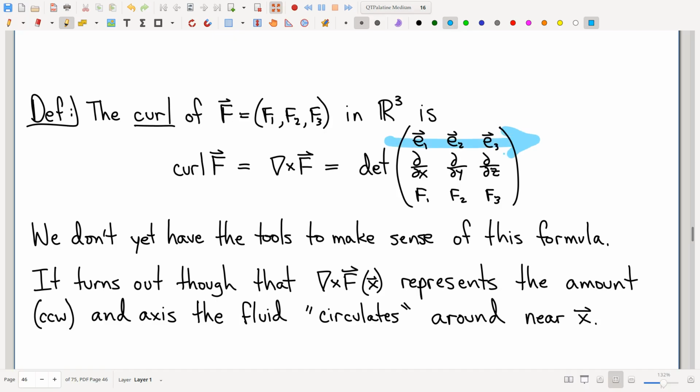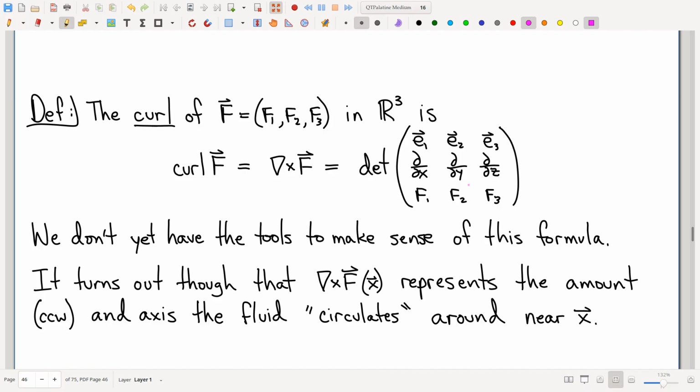You go across the top row. By the way, you could pick any row or column you like, but it's more convenient to use the top row. And then for each entry on the top row, you look at the corresponding submatrix and you do exactly what you would expect. We would take the y partial of F3 and then subtract the z partial of F2. And that would tell you what you multiply by E1. In other words, that would tell you the first component of the curl vector. And then likewise, as you go across, you can fill in the blanks, it's following that pattern.